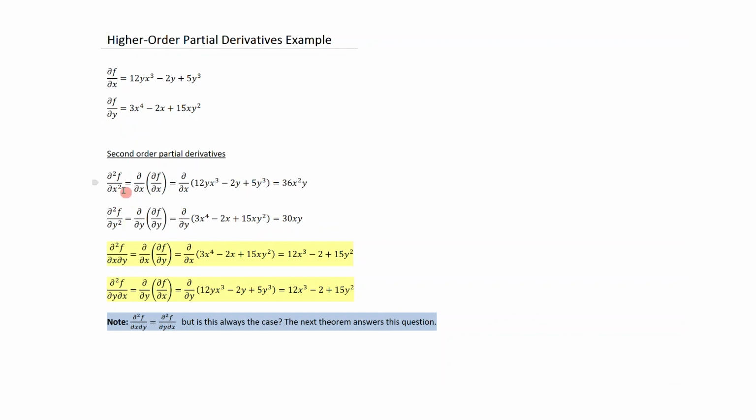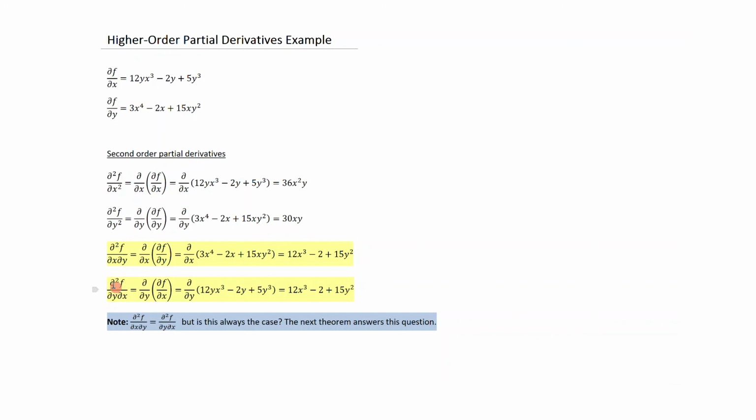So if I take the derivative with respect to x of df dx, that is basically working on this expression. You can do this yourself and show that it's 36x squared y. If I take f with respect to y and take another derivative with respect to y, which means I'm taking the expression for f partial y, which comes from here, and take the derivative with respect to y, of course, that means x is held constant. This will just become 30xy.